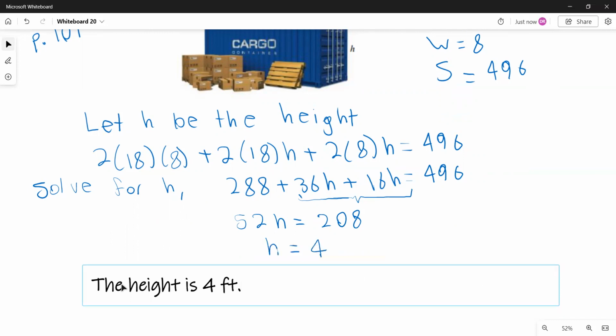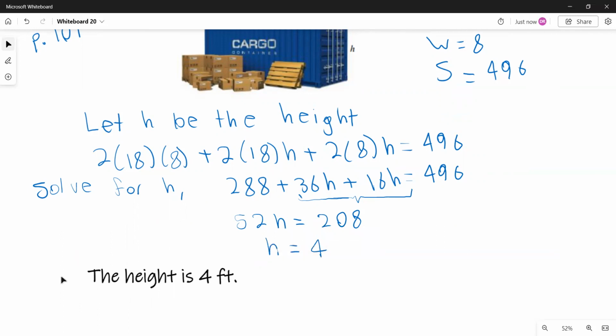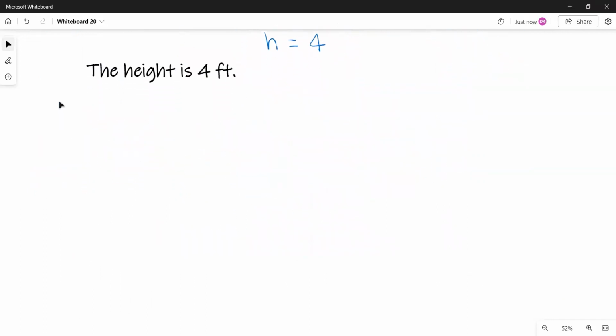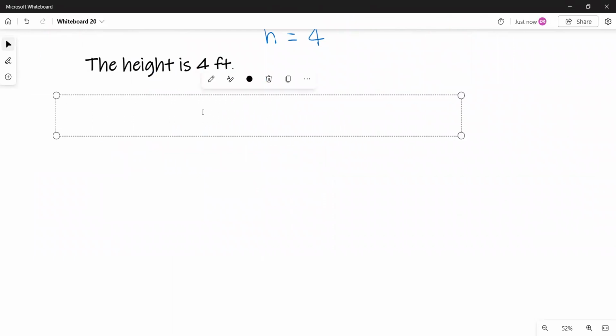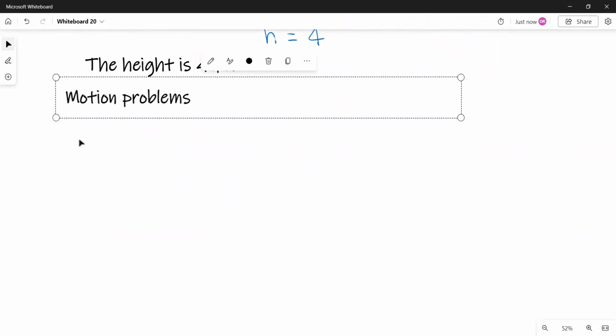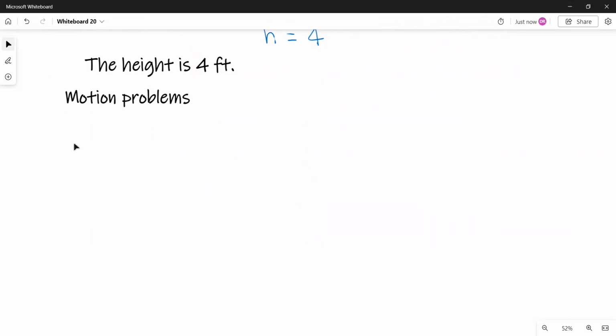Okay, so the first two problems were geometry problems. We're going to do applications to motion problems. So that's going to be the next type of application. It's going to be on motion problems. So motion problems, when they ask you how long does it take, how far is the distance, what is the velocity, you're going to use the formula R equals D over T.